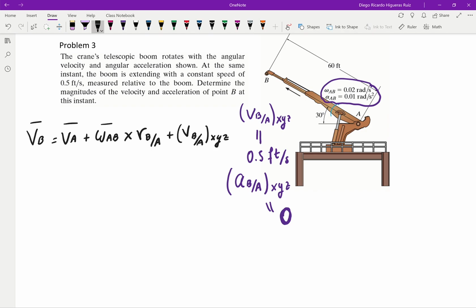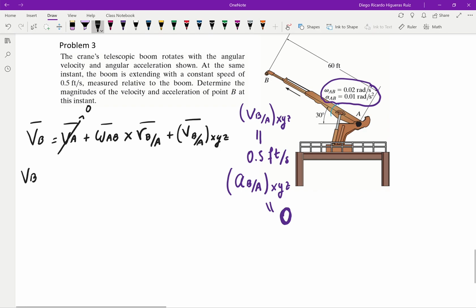So V_A, this point right here, is not going to be translating. It could be, if this entire crane were moving with some velocity, then point A would have a velocity. But that's not what's happening. That point is steady, and that velocity is equal to 0.